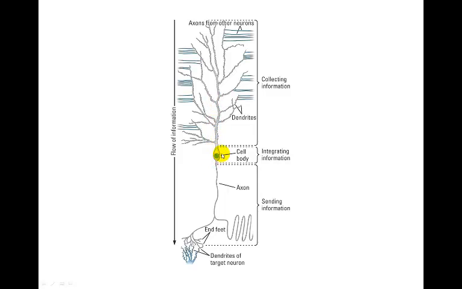And that information is integrated in the cell body, also known as soma, and then transmitted down the axon to the terminal, different terminal types, where it's going to synapse. These terminals will synapse with perhaps dendrites of additional neurons. So the dendrites collect the information, the cell body integrates the information, and the axon sends that information. Flow is from this in that direction.